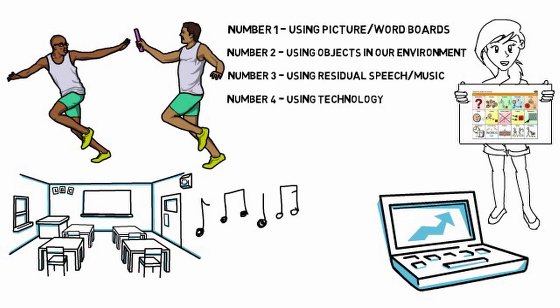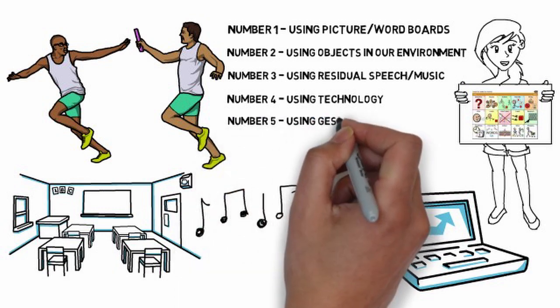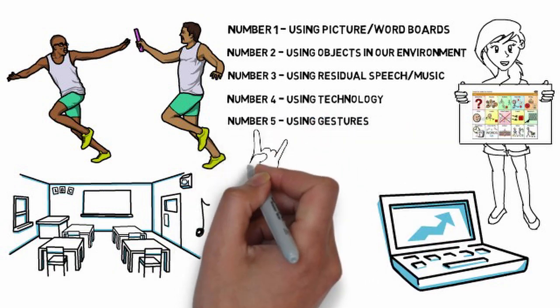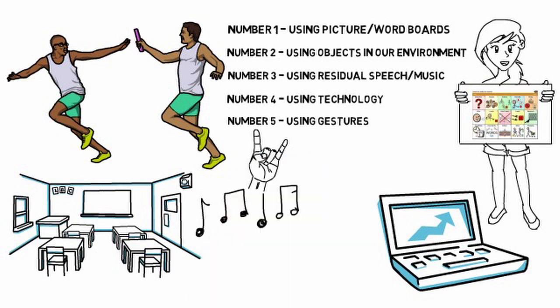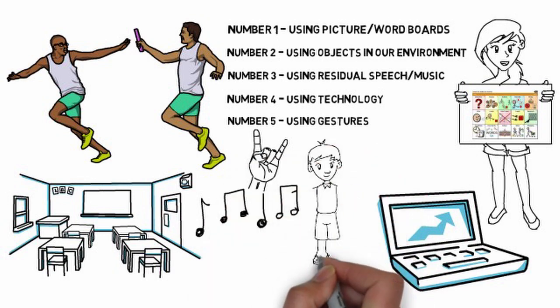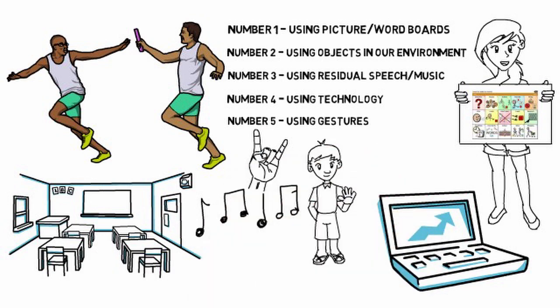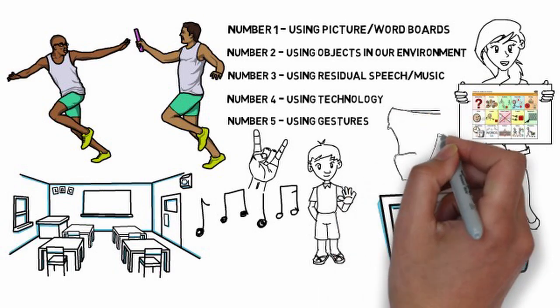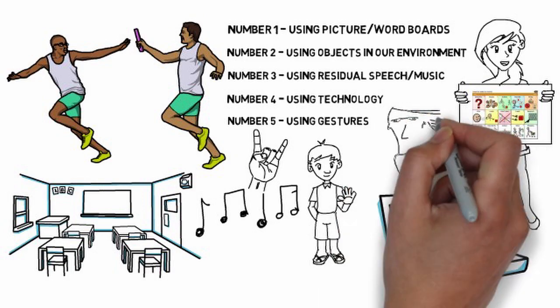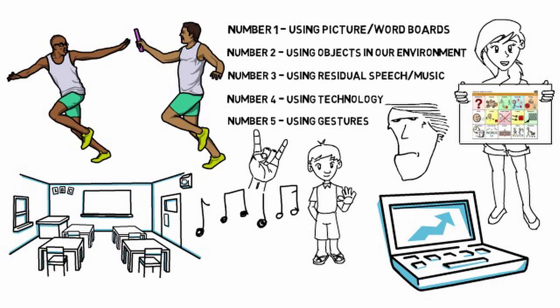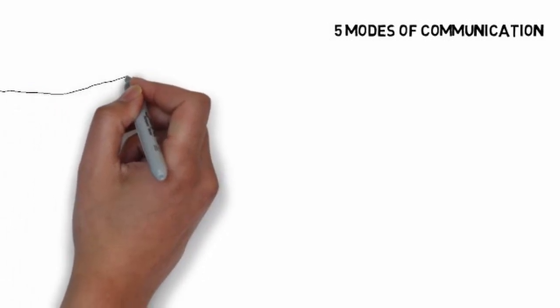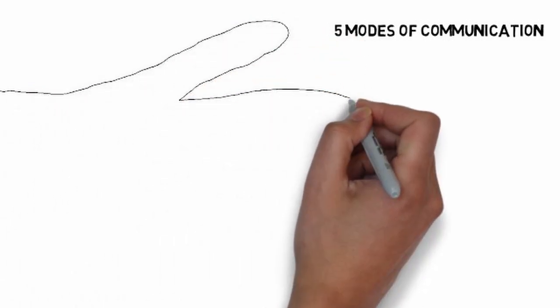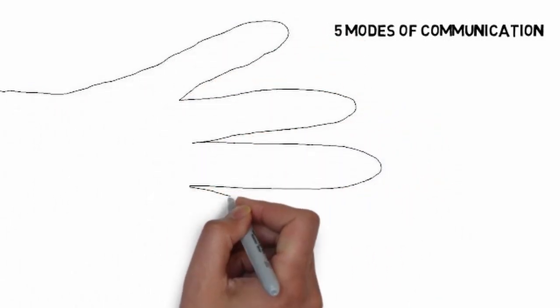And finally, number 5 is using gestures, which includes A, rule-based gestures such as sign language, B, easy to decode gestures such as waving, and C, difficult to decode gestures such as clenching our jaw. To help remember these different ways of communication, we can picture a hand. Each finger of the hand represents one of these different modes.